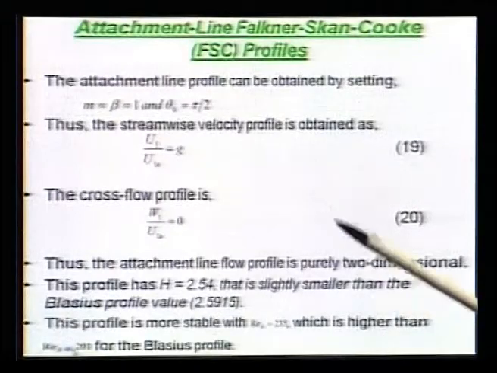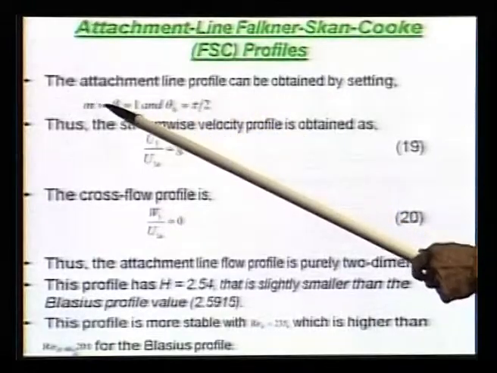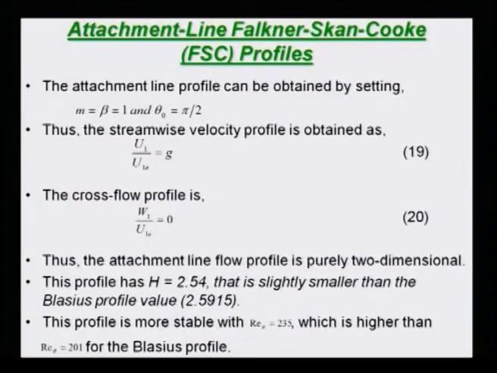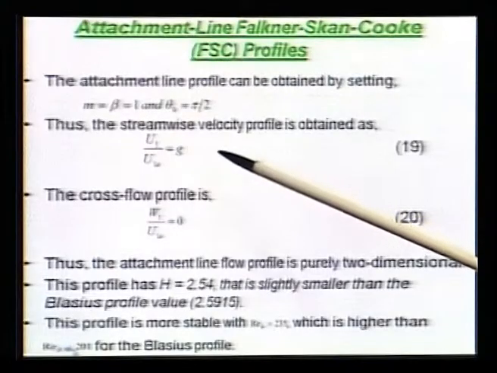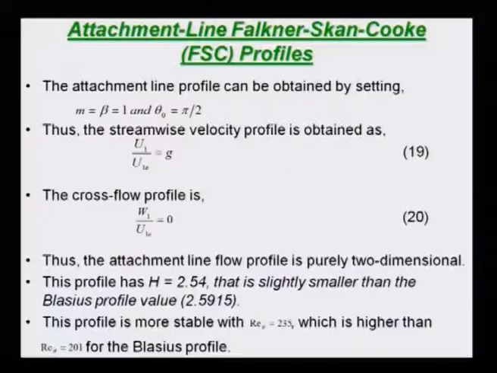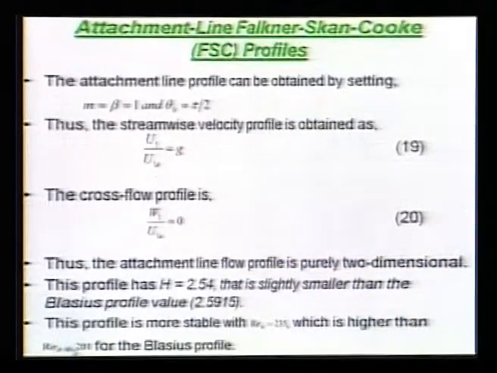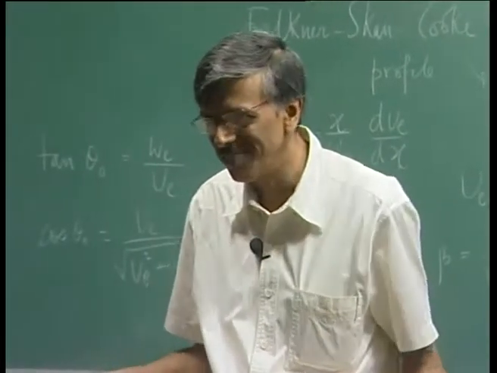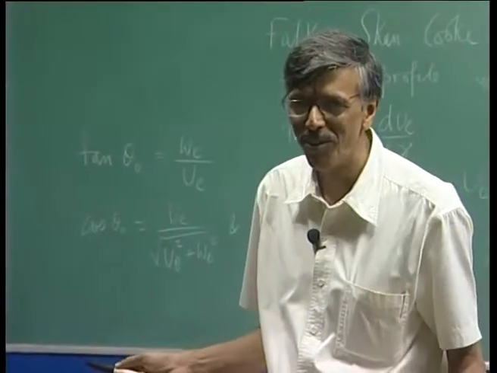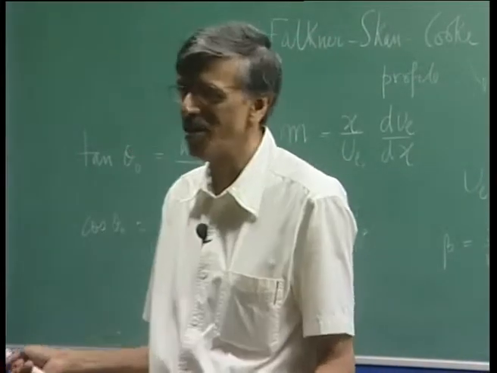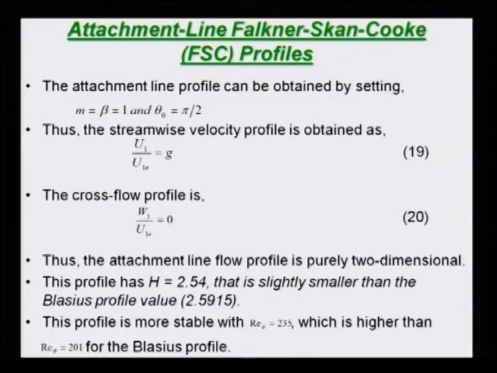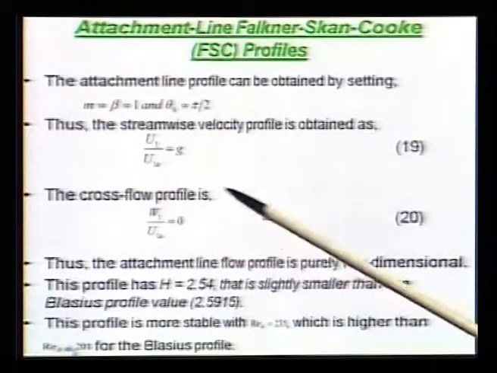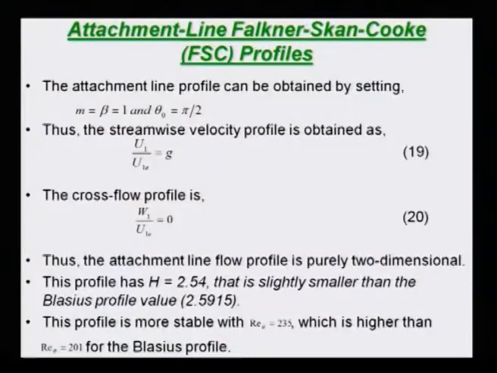So, we can use this information in the previous slide. What we have seen in the expression, what will we get? The streamwise velocity is just simply given by g, okay. And the cross flow profile is equal to 0. This is the magic of Prandtl. He has shown that the flow is two dimensional, because you have only one component of velocity, the other component is identically equal to 0. Okay. So, that is what it is.